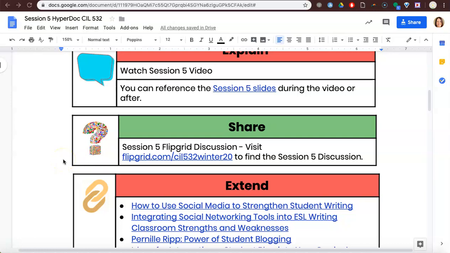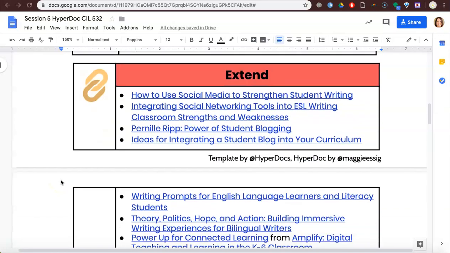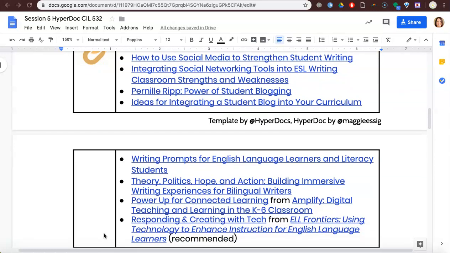What's nice about focusing in on a topic is that it's a little bit shorter of a module. I've included several other links related to student writing with technology, EL writing with technology, and I think these are very helpful if you want to learn more about blogging with ELs or just about creating and responding with technology to develop those writing skills.